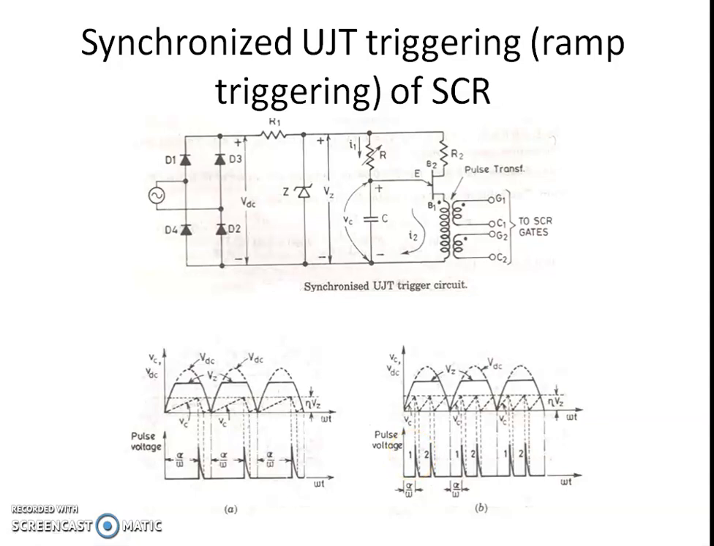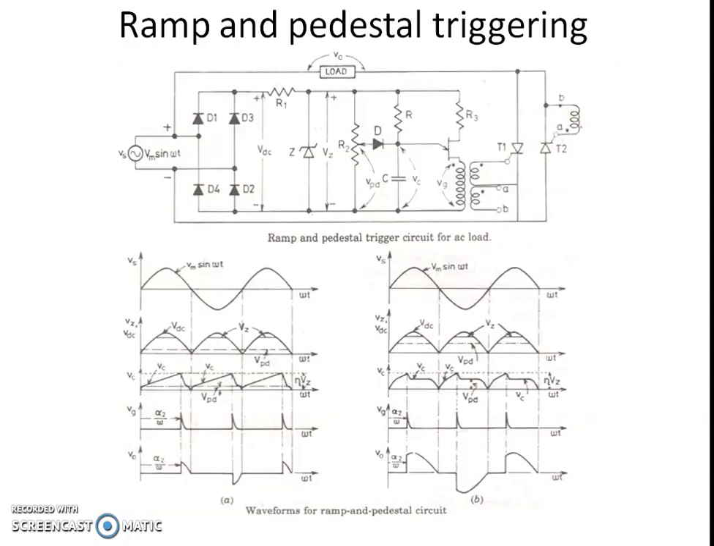Next one is the ramp and pedestal triggering circuit. It's a modified form of the synchronized triggering circuit. The ramp and pedestal circuit also has an input signal Vm sin omega t. This ramp and pedestal triggering circuit is used to turn on two SCRs, T1 and T2. T1 and T2 are connected in anti-parallel, so it is an AC voltage controller circuit.